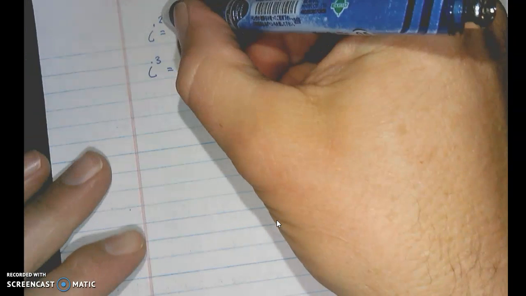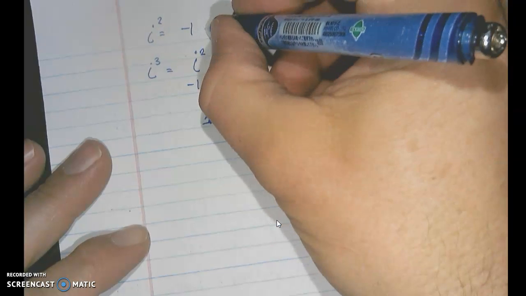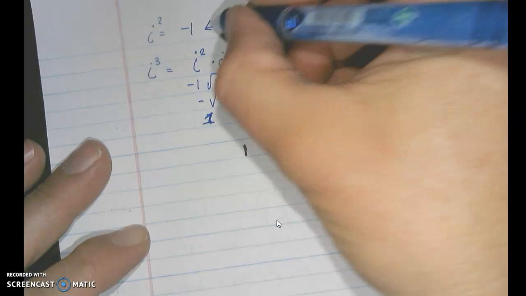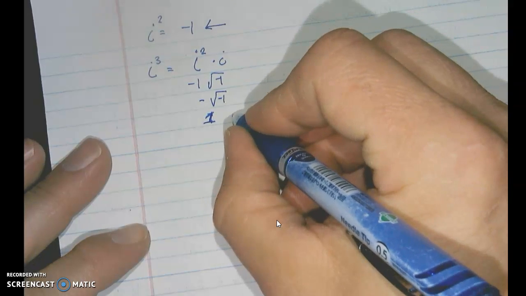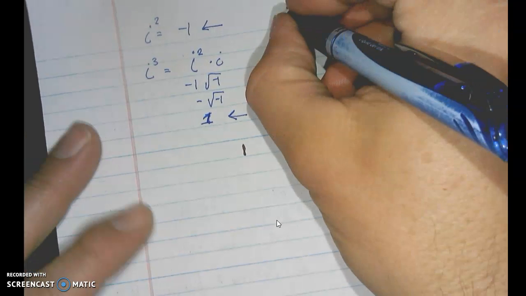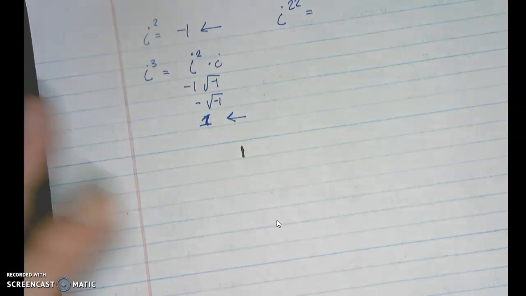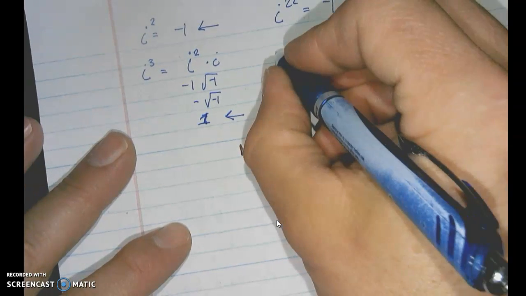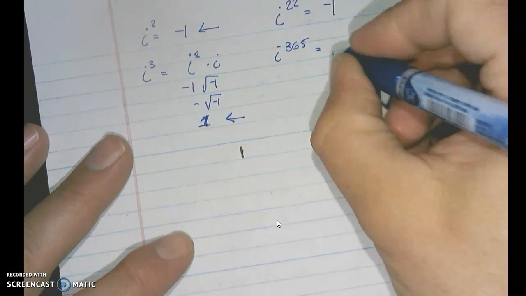Okay, so if it's an even power, your answer is going to be -1. If it's an odd power, it is going to be i. So even if I go like this, i to the 22nd power is going to be -1. If I said i to the -365, it would just be i.